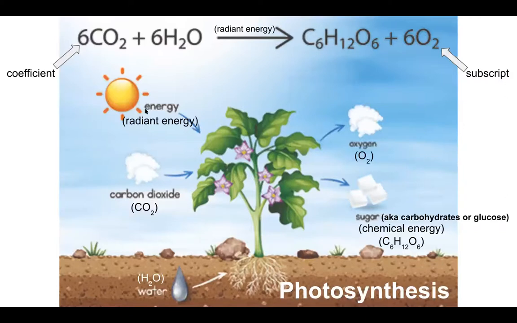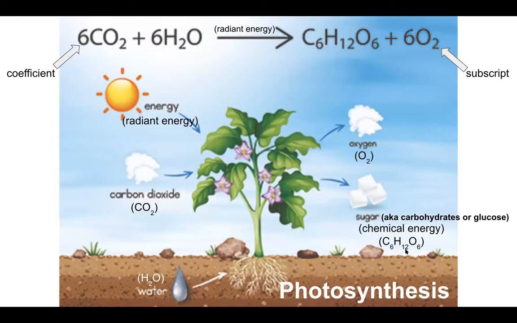So it's still the same thing happening. Radiant energy from the sun is absorbed by those leaves. Carbon dioxide is absorbed by the leaves. Water is absorbed by the roots. And those three produce sugar, which is called carbohydrates or glucose, depending on which book you read or which website you look at. But it's chemical energy.